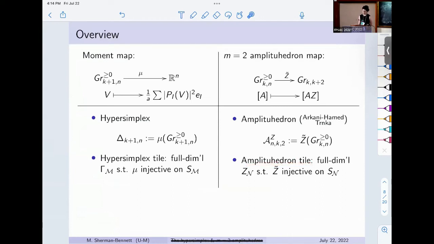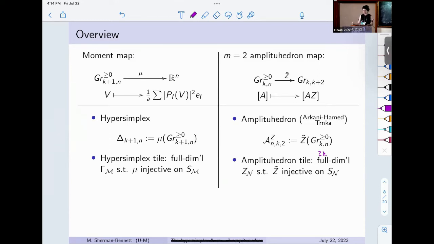These are the grasstopes that are full dimensional, so 2k dimensional, and such that the Z tilde map is injective on the positroid cell S_M that the grasstope comes from. The reason they like these is because apparently they can compute the volume of positroid cells, and if the Z tilde map is injective, then the volume isn't being disturbed by the Z tilde map.